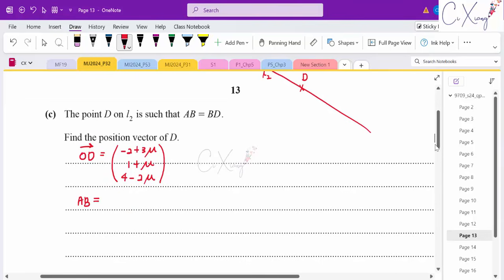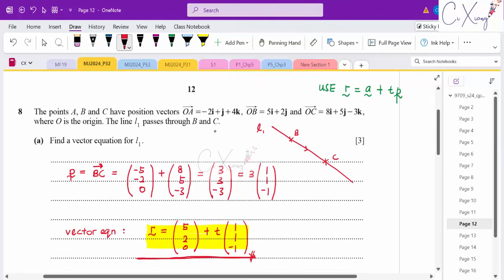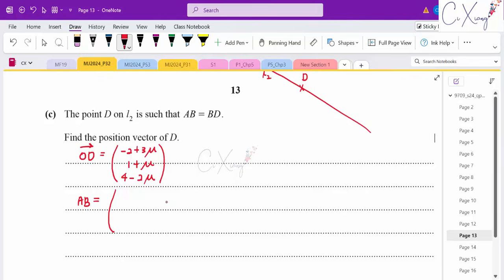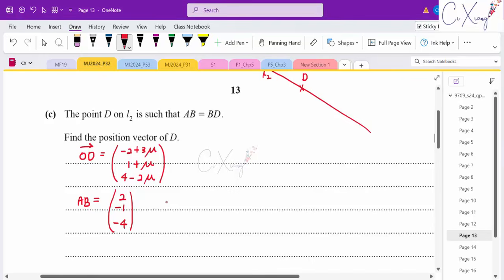How to find the vector of AB? It should be AO plus OB. So refer back to your part A. What is your AO? AO will be 2, negative 1, and negative 4. So refer back, yeah, you are having 2, negative 1, negative 4, plus OB. Your OB is 5, 2, 0. All the position vectors are given in part A. Okay, so for my AB, I'm having 7, 1, and -4.